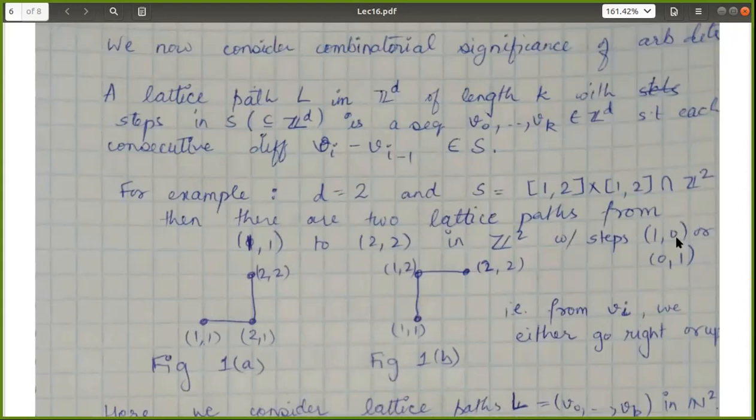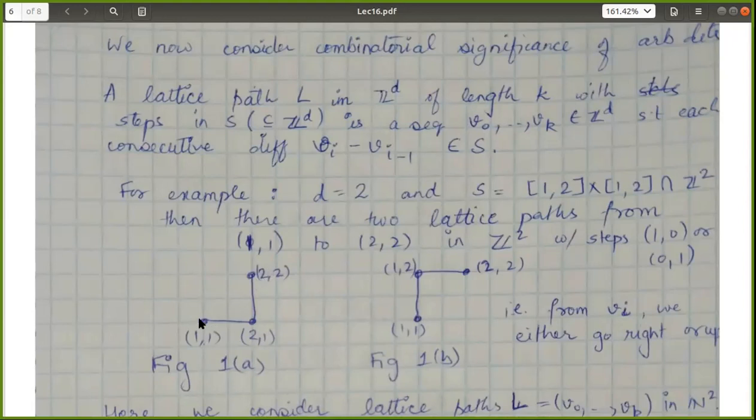With these steps, the only allowed moves are: if you're standing at v0, you could either go right from v0 or go up from v0 and arrive at v1. Similarly, at v1, you could only go right or go up. So with this, there are exactly two lattice paths from the point 1,1 to 2,2.